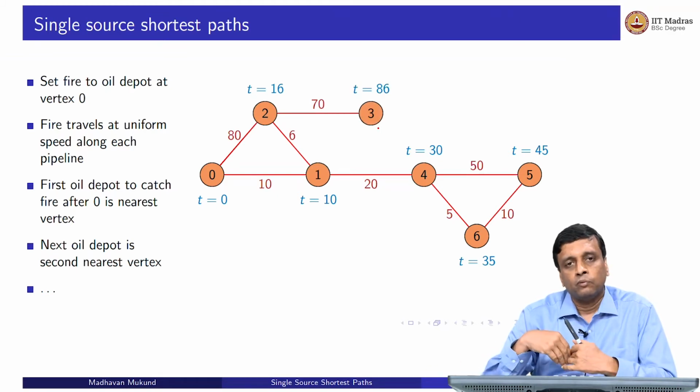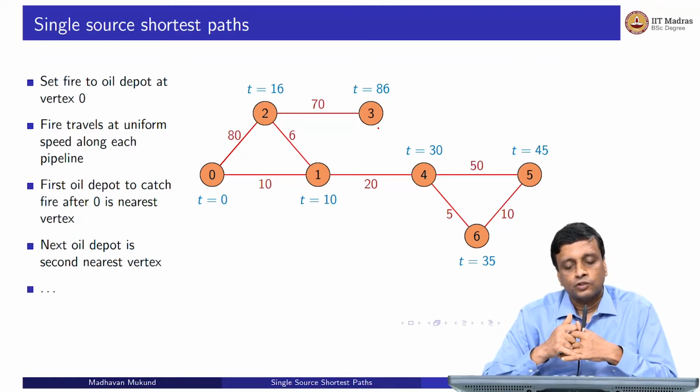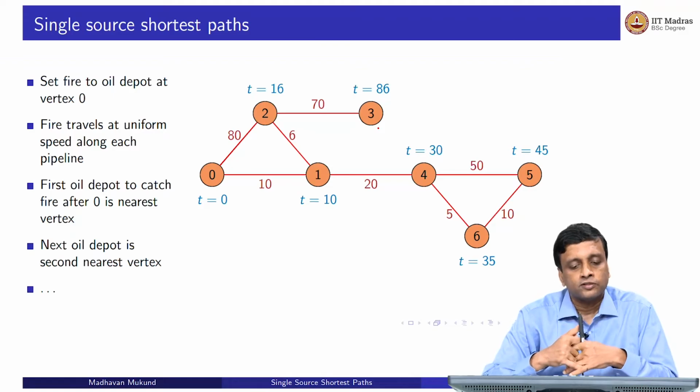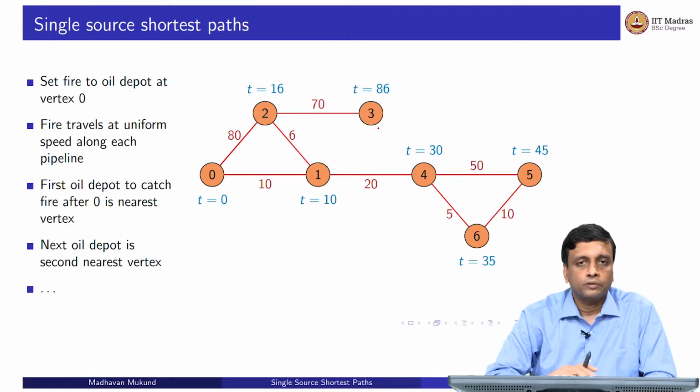So this is the way we want to track this process and compute these distances. So from this, what we will conclude is the shortest distance from say 0 to 3 is 86, from 0 to 5 is 45, and so on.